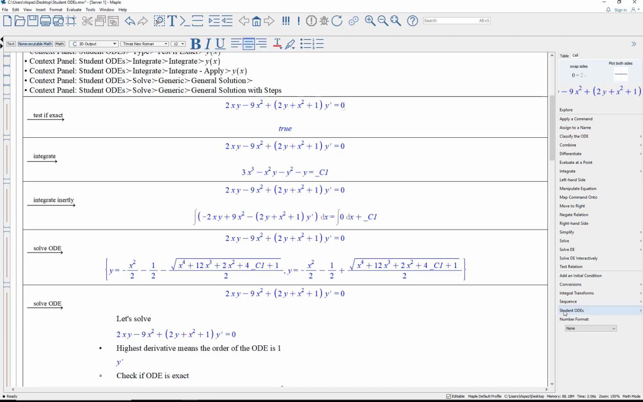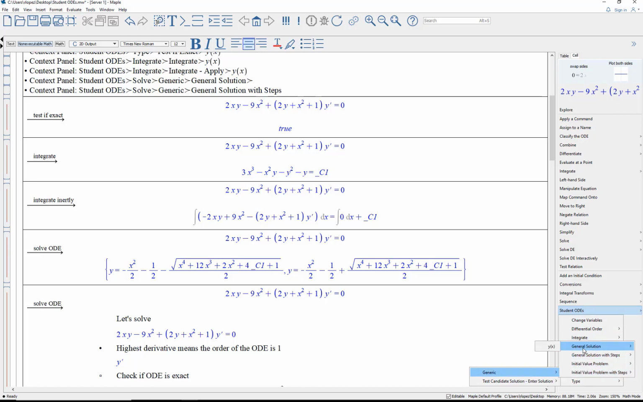You can find out if it's exact. Student ODEs, type, test if exact. If you want to integrate it, you can do it directly, or you can do it with inert integrals so you can see what the integrals are. If you want a solution, pick solve. And on the generic, you have these options.